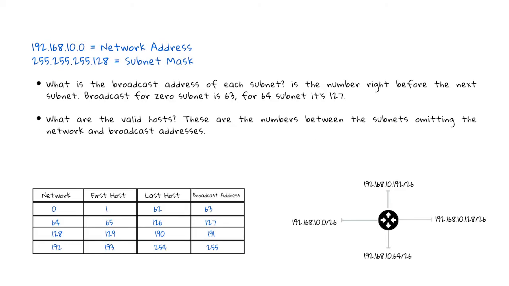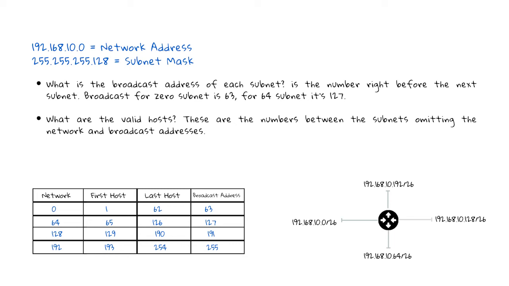What is the broadcast address? What is the number before 64? 63. What is the number before 128? 127. What is the number before 192? 191. So those are going to be the broadcast addresses for our different subnets. What are the valid hosts per subnet? These are the numbers between the subnet and the broadcast address. For the 0 subnet, it's going to be 1 to 62. For the 64 network, it's going to be 65 to 126.